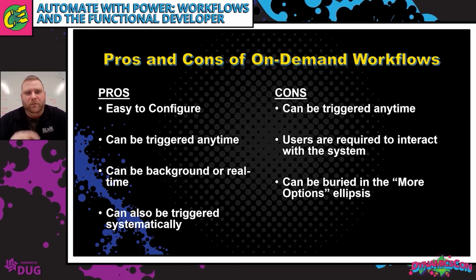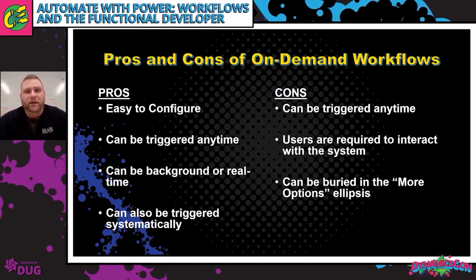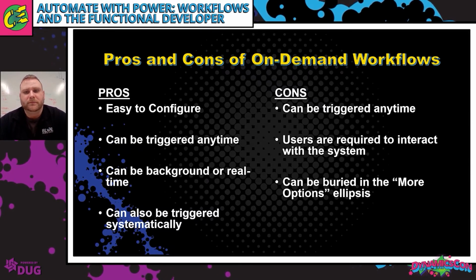And the other bad thing is that depending on how many items you have inside of your ribbon, which is the little bar above your views and above your records, if you're inside of a record, you might not find the flow or the run workflow buttons. You might have to hit the little ellipsis, and it's sometimes buried in there.